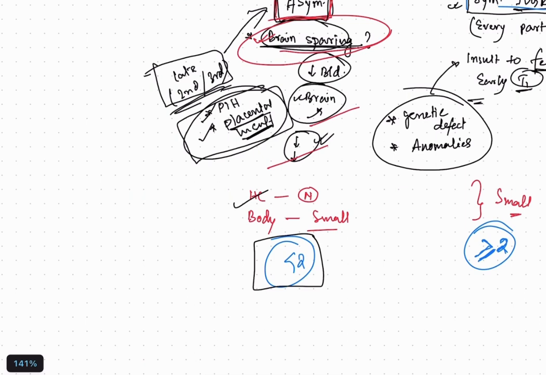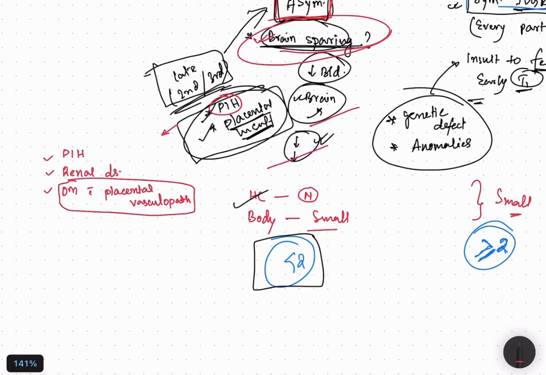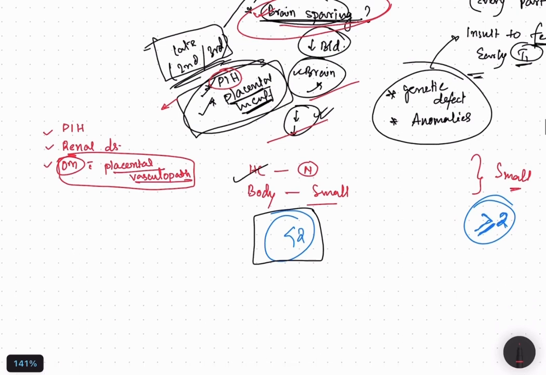Now we are discussing the maternal conditions which can lead to asymmetrical IUGR. Yes, I have discussed PIH, or hypertension. Maternal renal diseases, and next is maternal diabetes with placental vasculopathy. Placental vasculopathy should be there. Remember, gestational diabetes is not an indication, it does not cause asymmetrical IUGR. It is diabetes with placental vasculopathy which is going to cause IUGR.